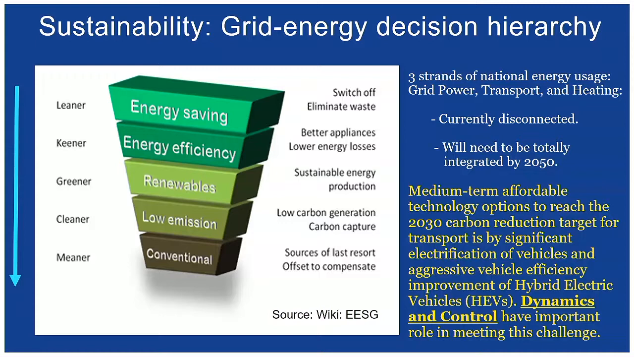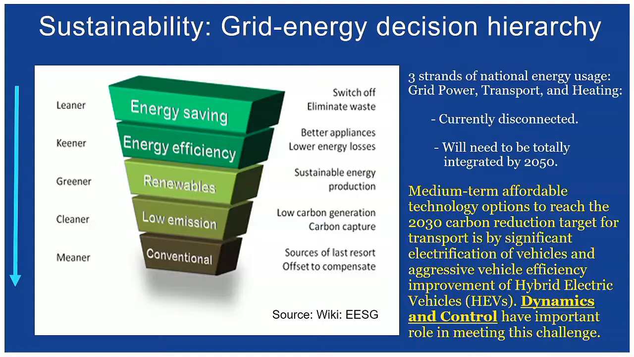Unfortunately, in terms of transport, that's exactly where we are. 99% of the population are using conventional powertrains. So we're in the wrong place. We should really be up there, but we're right at the bottom at present. Now, at the moment, grid power, transport and heating, big users of energy, are all completely disconnected. By 2050, they need to be totally integrated. So we're going to see some quite significant infrastructure changes in the next 30 years.